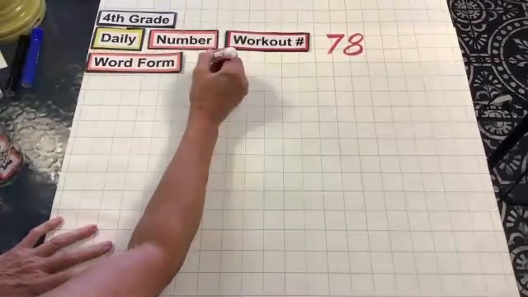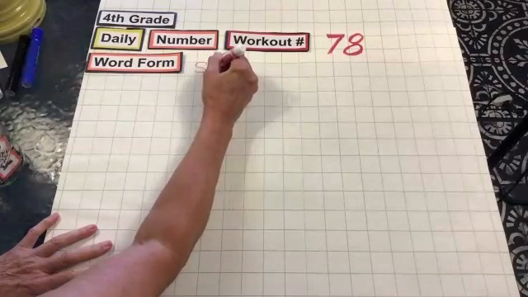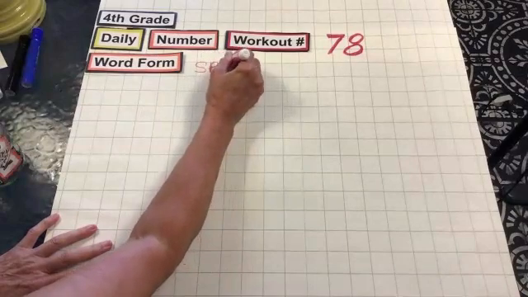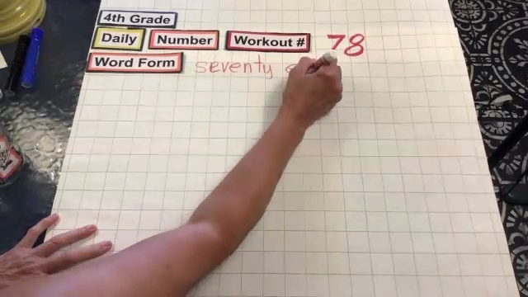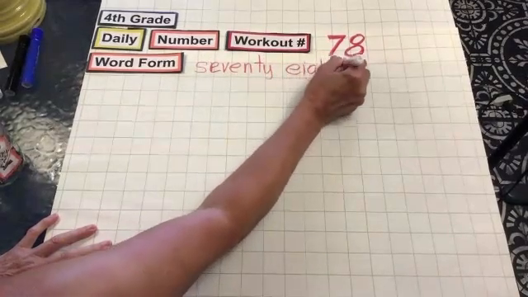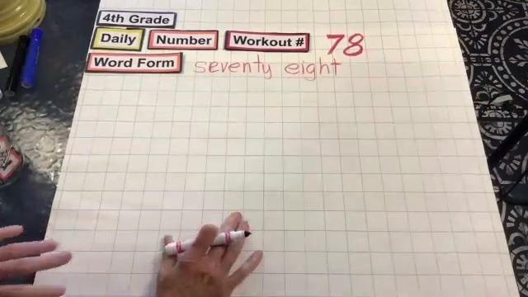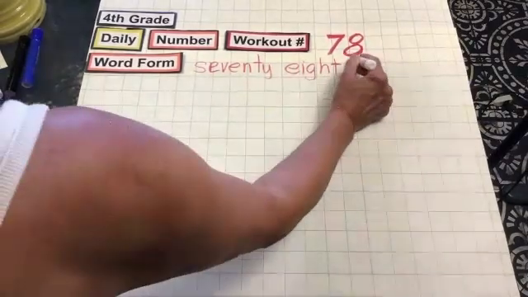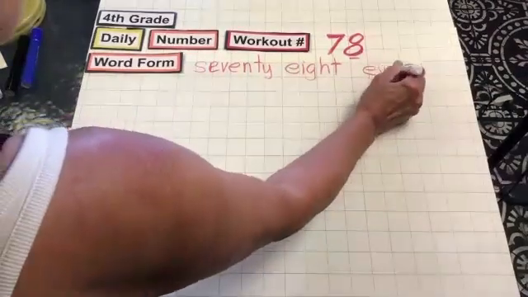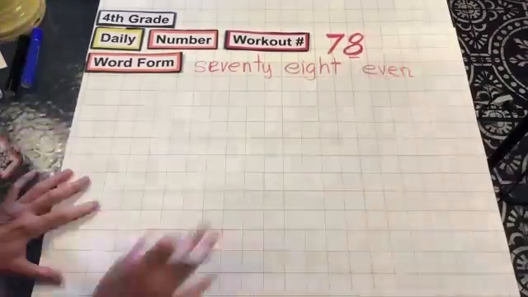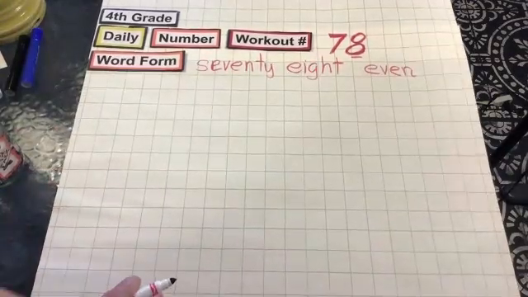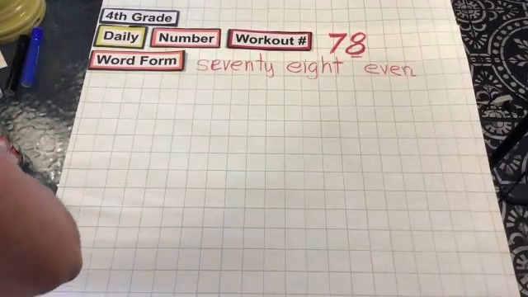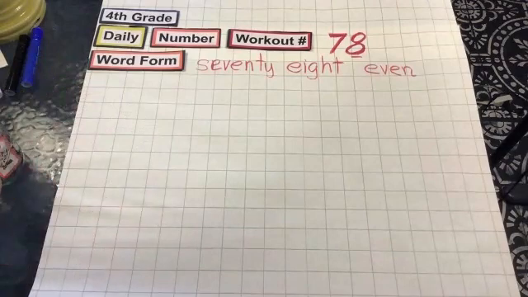Let's write this out in word form. Seventy, whoops. Eight. And because this ends in the 8, it is an even number. And I think I'm going to change up my marker here so that you can see better. That's not working out too well. Some markers are better than others.